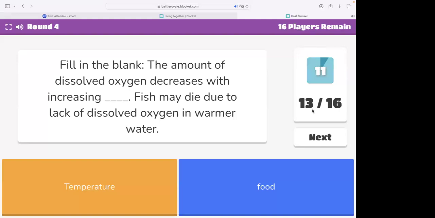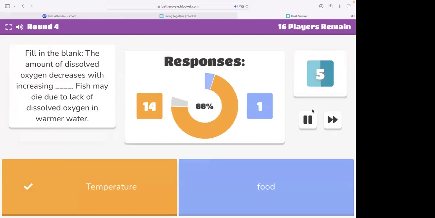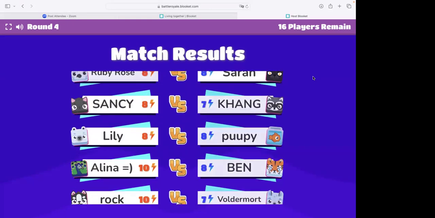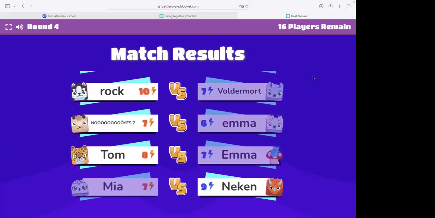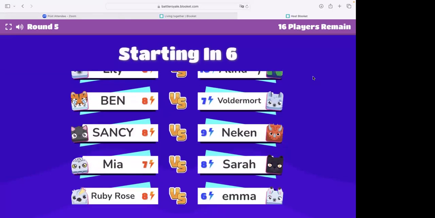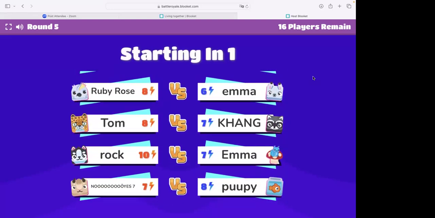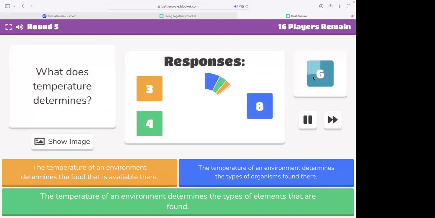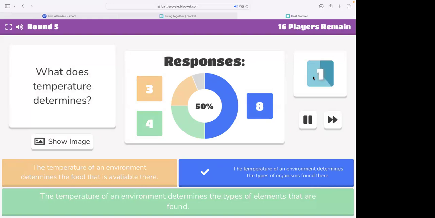The amount of dissolved oxygen decreases with the increasing what? Plants may die due to lack of dissolved oxygen in warmer water. Answer: temperature. Next question. What temperature determines? Temperature determines the type of living things living there. All right, let's carry on to see who wins.